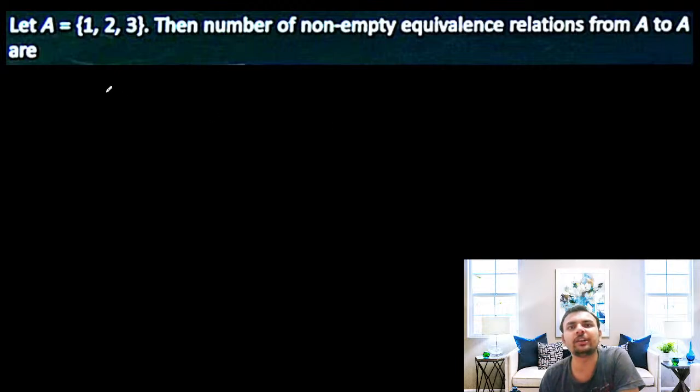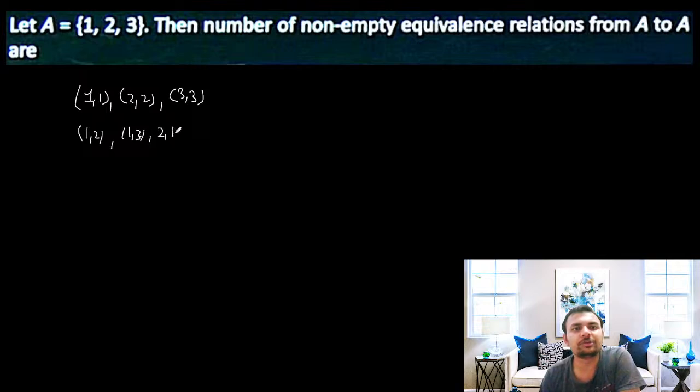1, 2, 3 are there. Number of non-empty and non-equivalents. So what will happen? For equivalents, we will be having 1, comma 1, 2, comma 2, 3, comma 3. We'll have 1, comma 2, 1, comma 3, 2, comma 1, 3, comma 1, 3, comma 2, 2, comma 3. So for reflexive, we have 1, comma 1, 2, comma 2, 3, comma 3.